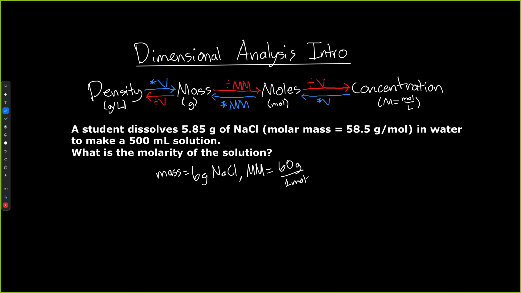I like to write a lot of my units like this. Instead of just grams per mole, I like to literally write grams over 1 mole. This is basically just showing you that there's literally 60 grams in every 1 mole. It's just going to make what we're about to do with dimensional analysis a little bit easier to actually see. In water, and that is going to make a volume of 500 milliliters. We need to convert that to liters, which is going to be 0.5 liters.